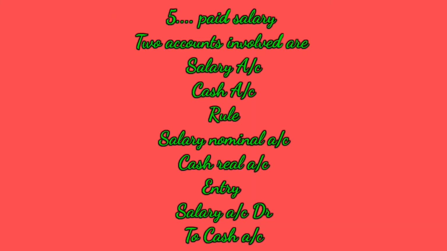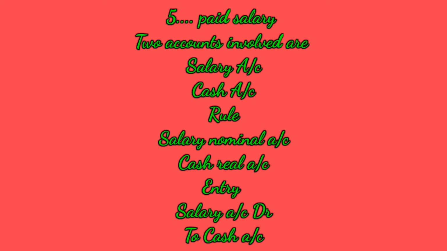Let us take the last transaction, that is paid salary. What are the two accounts involved in this transaction? Salary account, and salary is paid in the form of cash. Therefore, another account involved is a cash account. So, salary account belongs to nominal account. Therefore, we have to apply the rule of nominal account. What is the rule of nominal account? Debit all expenses and losses and credit all incomes and gains. So salary is an expense, therefore we have to debit salary account.